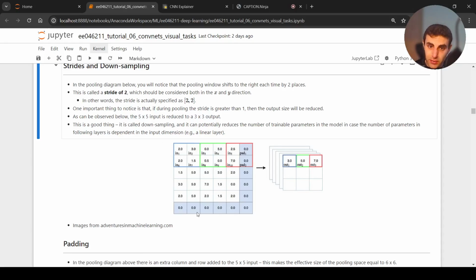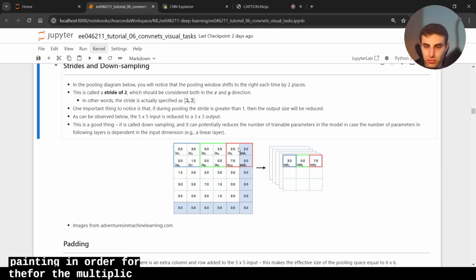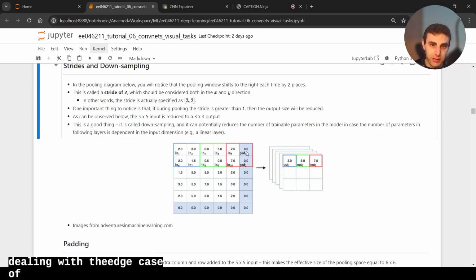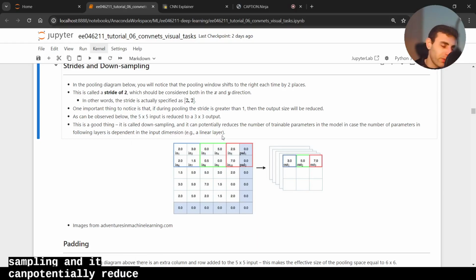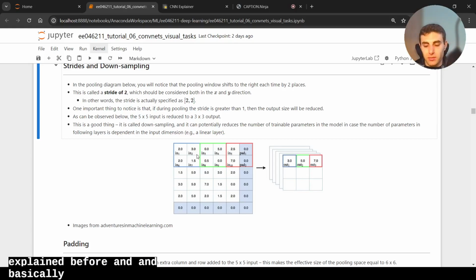Another thing we are doing is padding. As you can see here, we are padding in order for the multiplication to be correct. Basically, we are dealing with the edge case of the boundaries. Now, the reduction of the resolution is a good thing. It's called downsampling, and it can potentially reduce the number of trainable parameters, as I just explained before. And basically, it makes our model more robust.